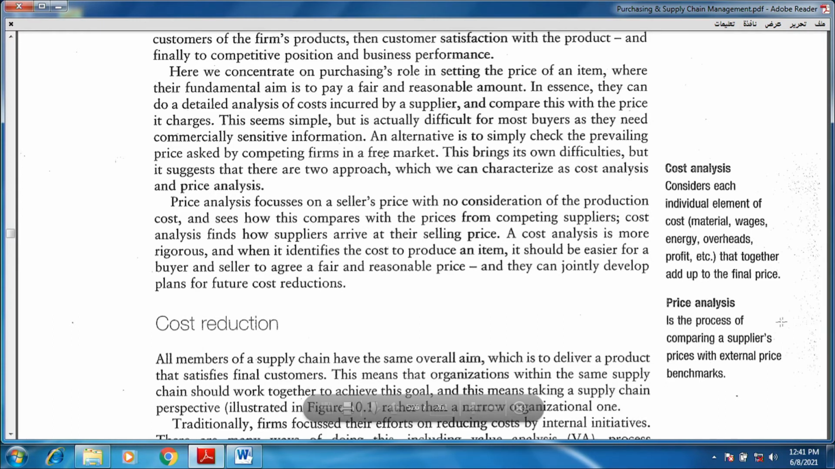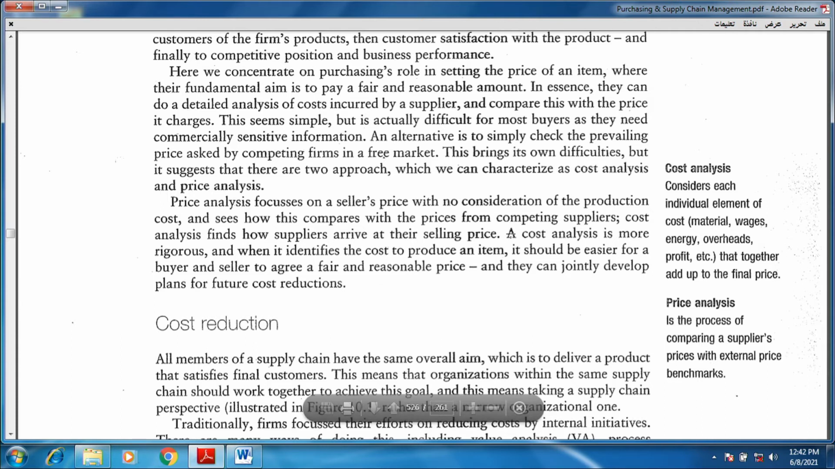When we talk about the price analysis, it's the process of comparing any supplier's price with the suppliers in the market, with the suppliers in the benchmark, with the competitors. This is the price analysis. So the comparison is to see whether your price is suitable, such as the market, or it's higher than the market, so you should justify why. Lower than the market, so you need to justify why.